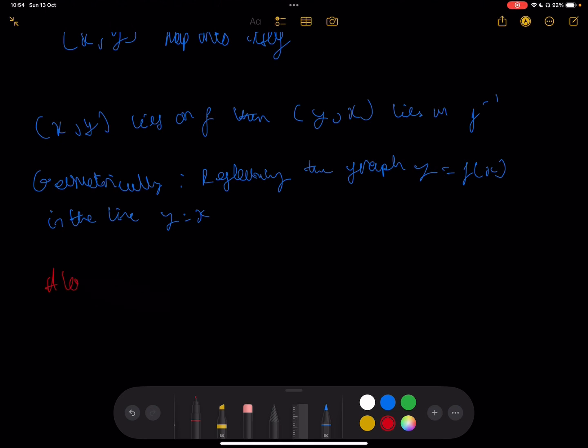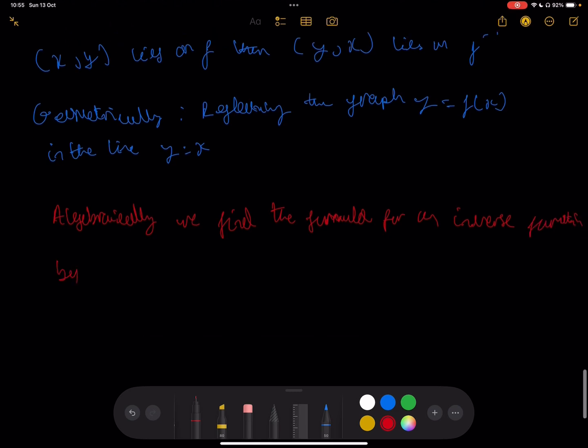Algebraically, however, we find the formula for the inverse function, rather, by exchanging x and y.